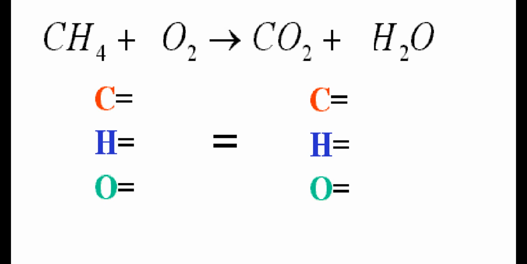So here we're going to start off with balancing equations, which is a vital part of stoichiometry. It's the base layer of stoichiometry. Without it, there's really nothing else you can do in stoichiometry. So here you have a simple equation: CH4 plus O2 making CO2 plus H2O.